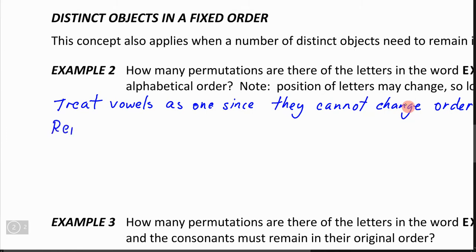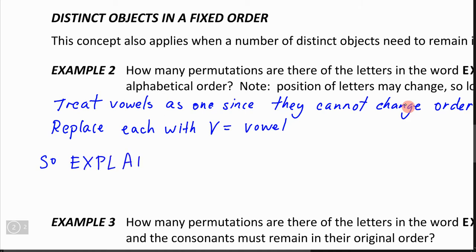So we're going to replace each with V, and V will stand for the vowel. Okay. So when we look at the word explain, E-X-P-L-A-I-N, I am going to replace every vowel with the letter V, so V, X, P, L, V, V, N.